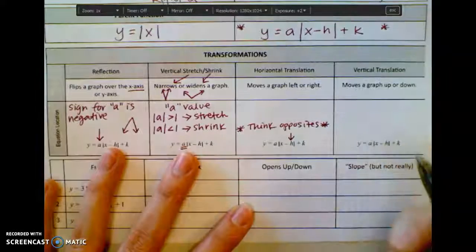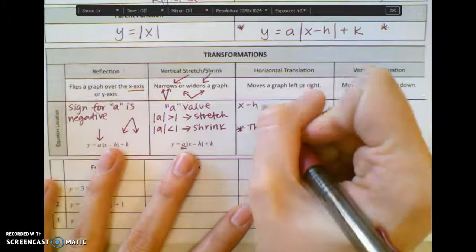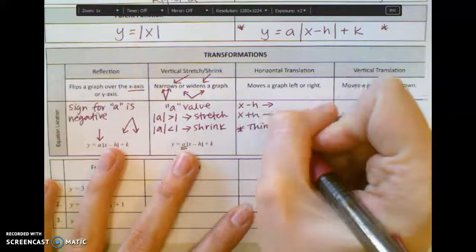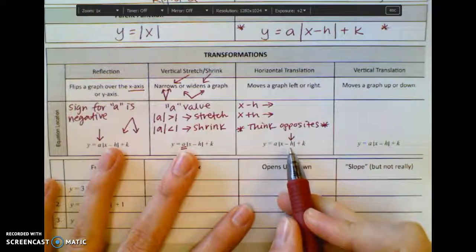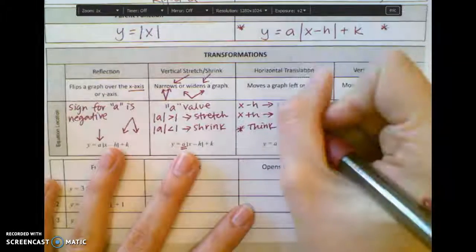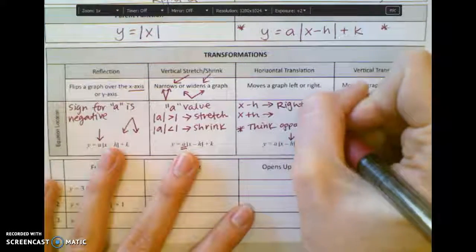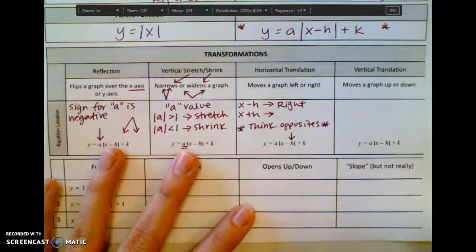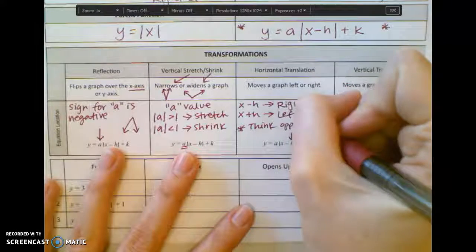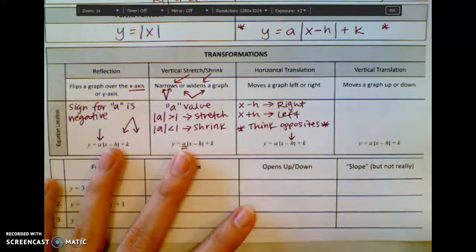All right, so the two things are x minus h and x plus h. If I see x minus h in those absolute values, that means I'm moving my graph to the right, or I'm moving the vertex to the right. And if I see a plus h, that means I'm moving it to the left. So again, we think opposites.